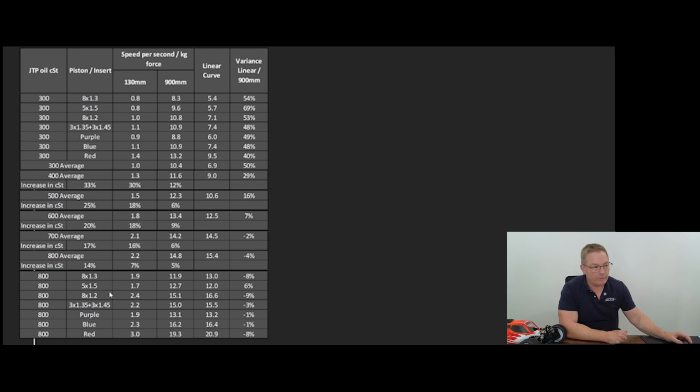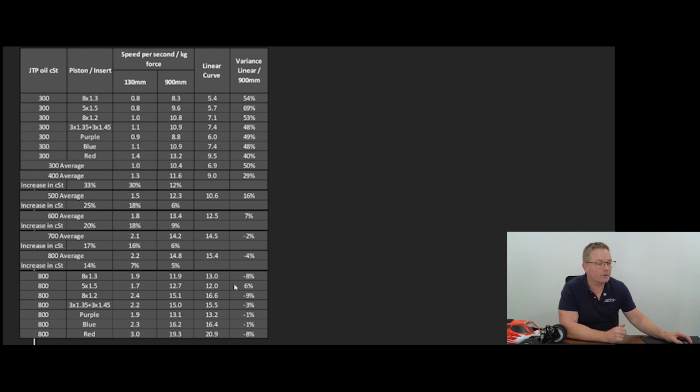And here, even though we've got 800, it still stays progressive, which is interesting. And I've tested this one and this one. I've done hundreds of tests with these pistons, and this is not just a once-off anomaly.